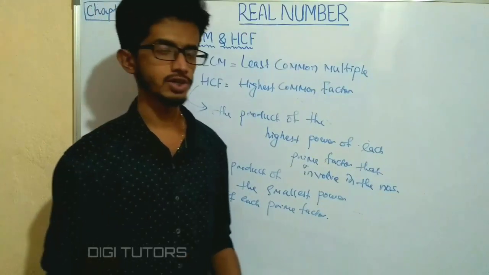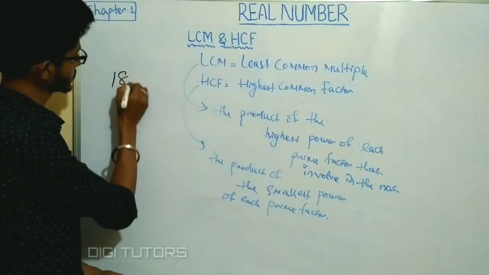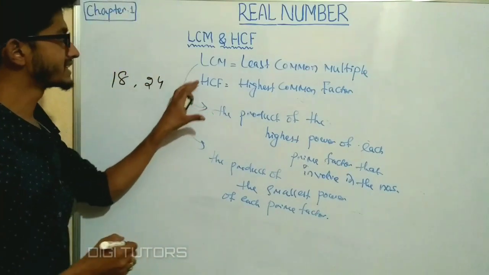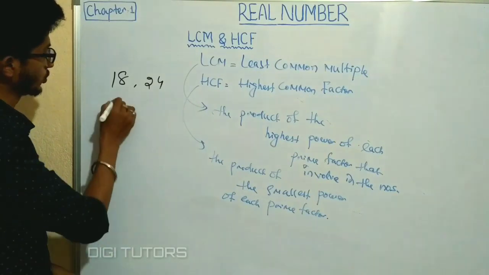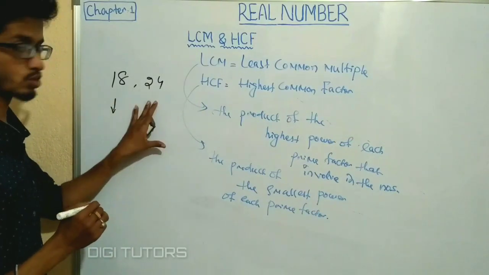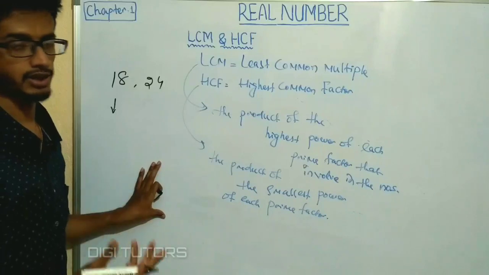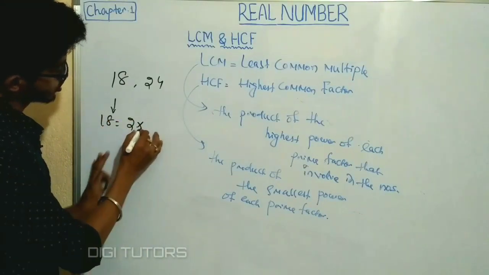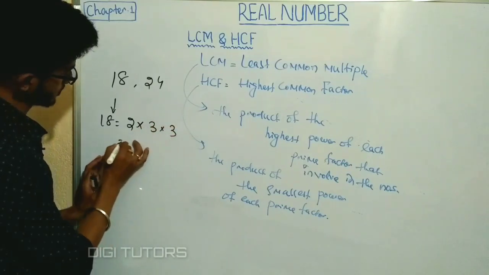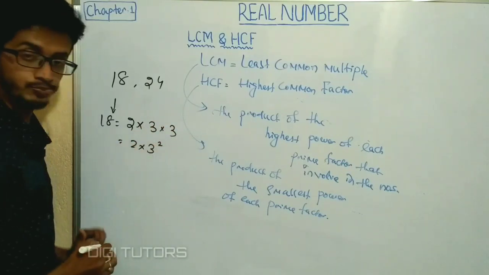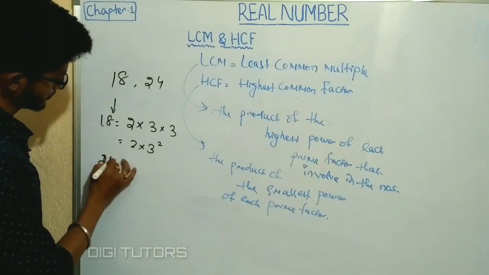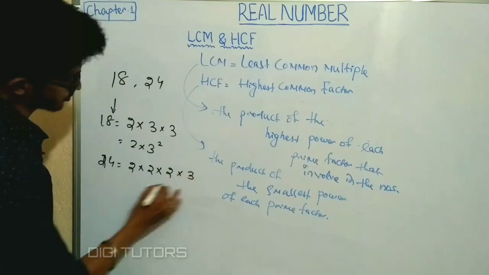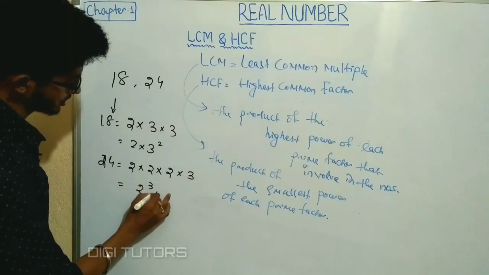Let's take an example: we have two numbers, one is 18 and the second one is 24. We have to find the LCM and HCF of these two numbers. So first we have to factorize these two and then we will find the LCM and HCF. First 18, this is 2 into 3 into 3, that means 2 into 3 to the power 2. Now 24, this is 2 into 2 into 2 into 3, that is 2 to the power 3 into 3.